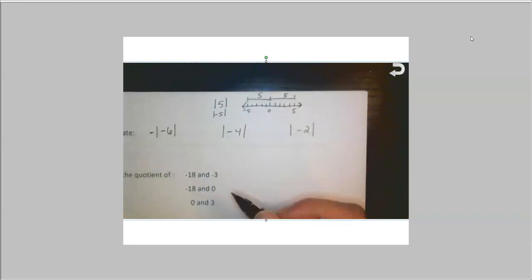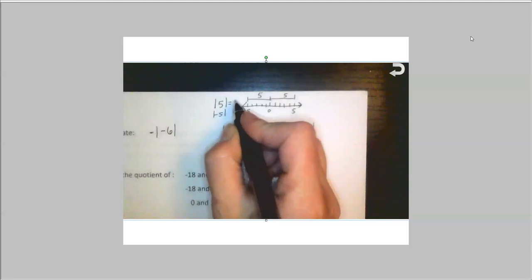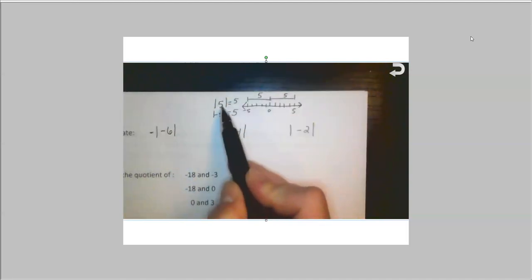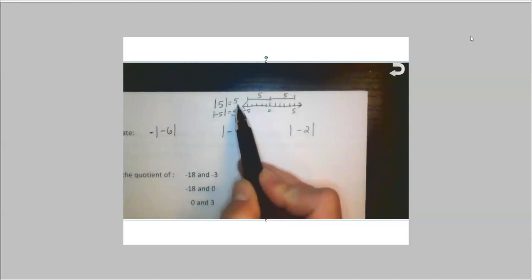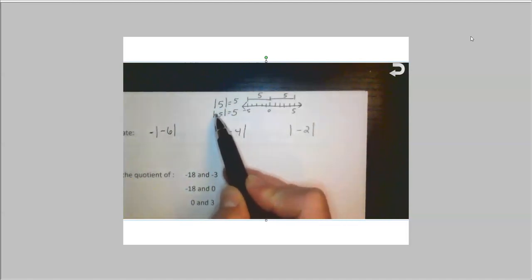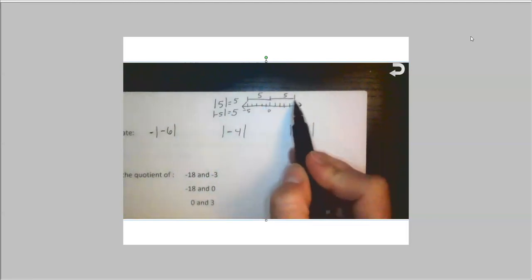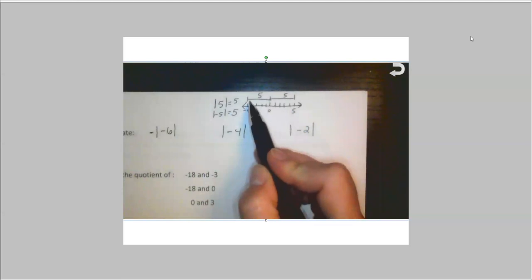So because we're measuring distance, the absolute value of anything is always a positive. It doesn't matter if there's a positive inside the absolute value, it equals that positive value. Or if there's a negative inside that absolute value, it equals a positive value. It's the distance that number is away from 0 on the number line.